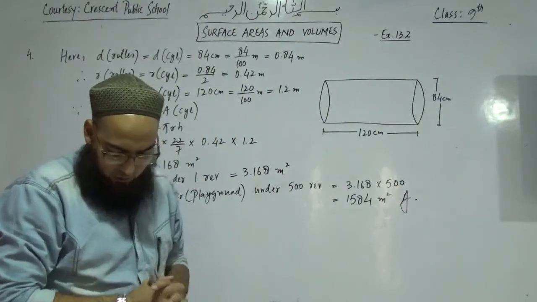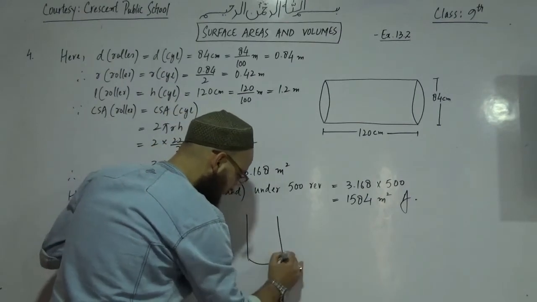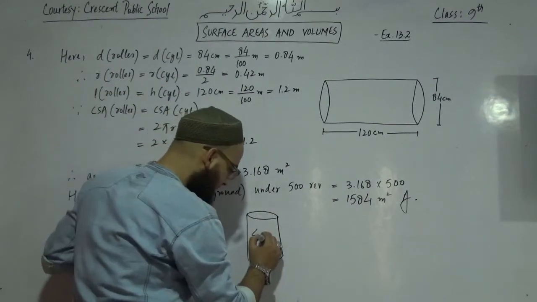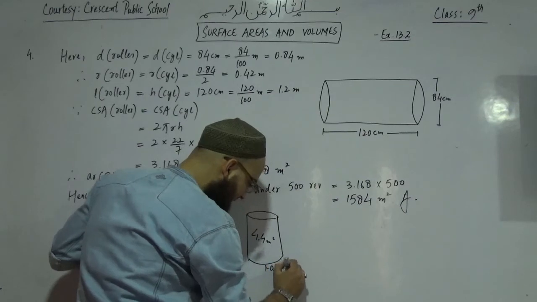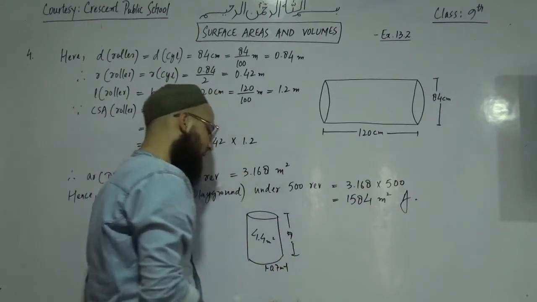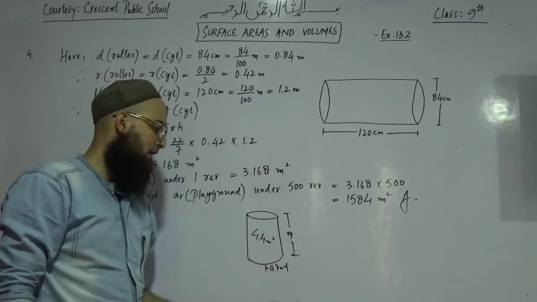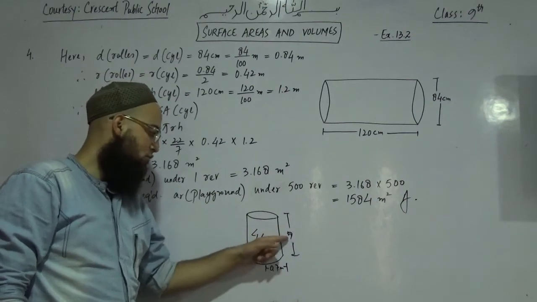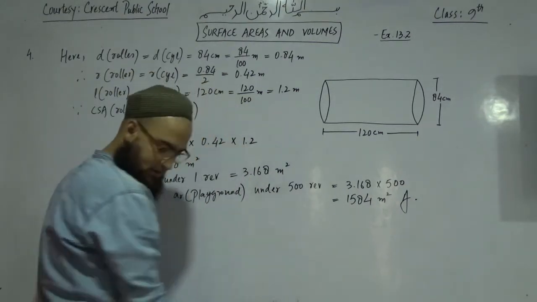Then question number 6: curved surface area of a right circular cylinder is 4.4 square meter. If the radius of the base is 0.7 meter, find the height. I'll give you some idea about question number 6. You need to find the height. Just apply the formula of curved surface area and equate it with 4.4. You have the radius, so you'll get the height, because only one variable is missing, that is h. You have CSA 2 pi r h. R is here. H you have to find and equate it with 4.4 because the curved surface area is given.